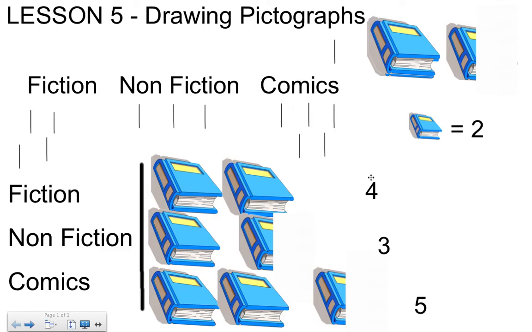Now, of course, we can answer questions based on this. I could say, how many students are there in total? So I'd count by 2s. I go 2, 4, 6, 8, 10, 11. There's 12 students in total that were tallied. I could ask the question, which type of book is most enjoyed by students? Well, I would say comics because there's 5. Which is enjoyed least by students? I would say nonfiction, it's only 3.